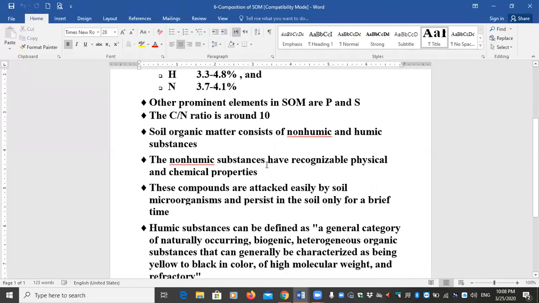The non-humic substances have recognizable physical and chemical properties. That means they are compounds. We know what they are. They are some of the compounds we are familiar with.